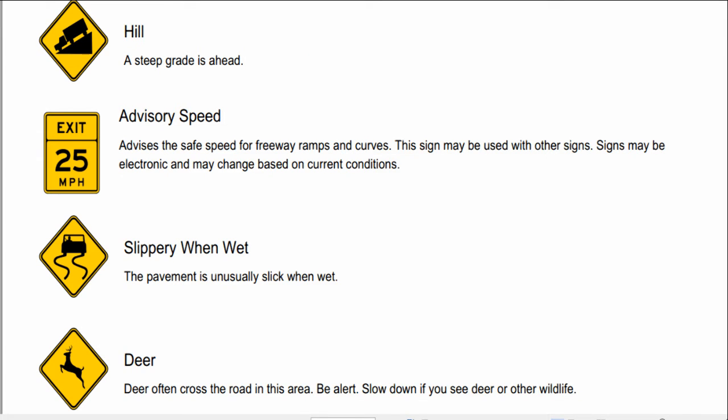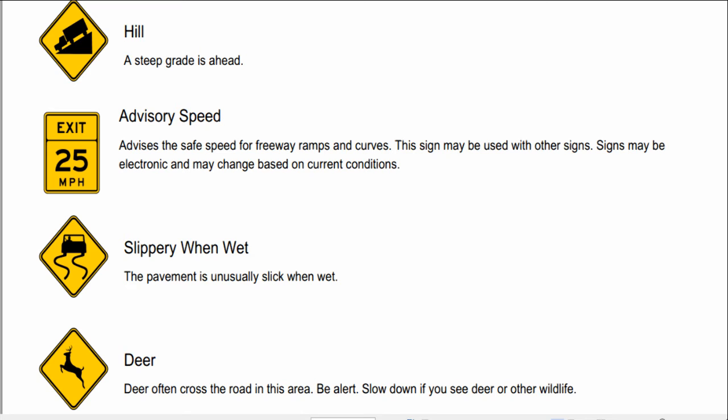Hill. A steep grade is ahead. Advisory speed. Advises the safe speed for freeway ramps and curves. This sign may be used with other signs. Signs may be electronic and may change based on current conditions.